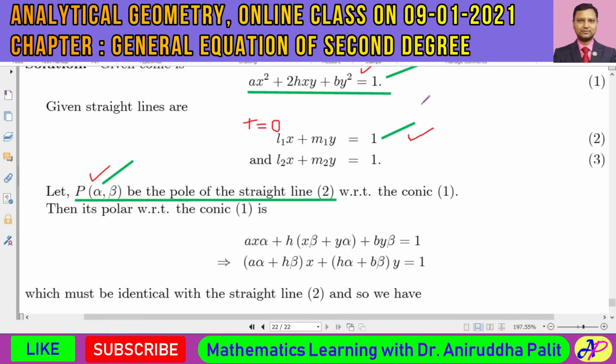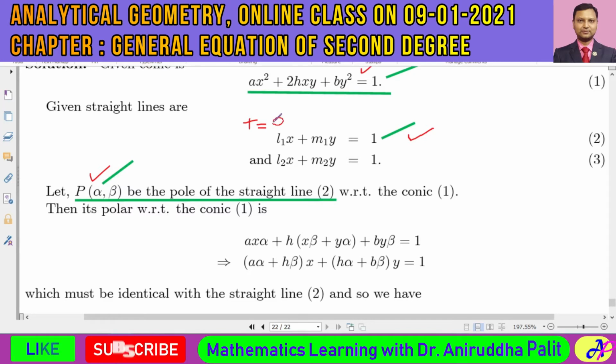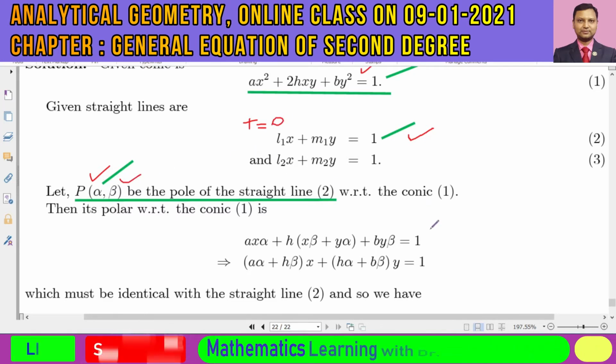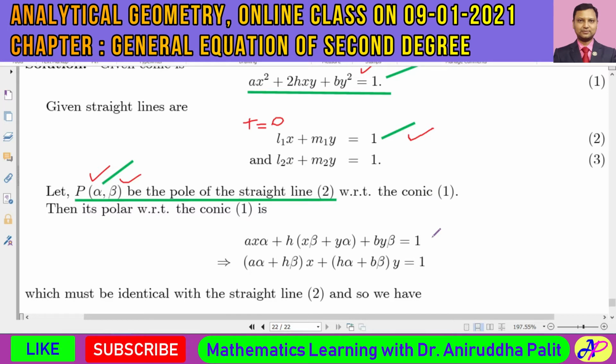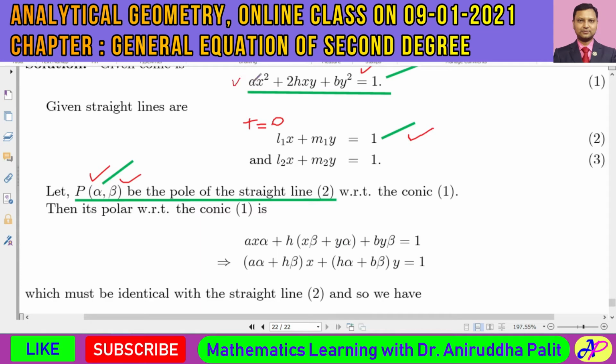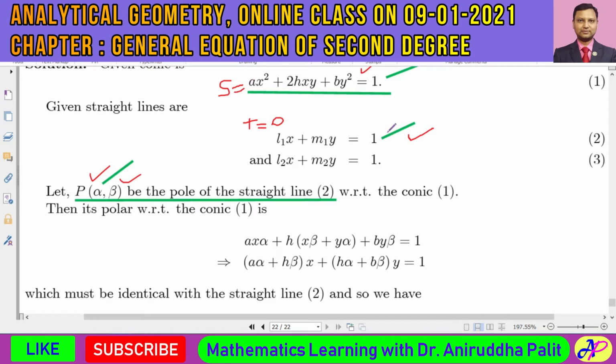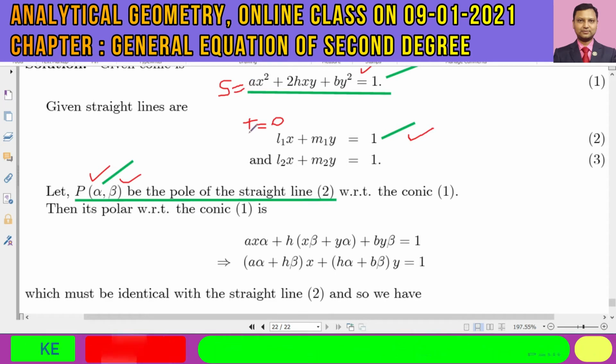Okay, and so from this formula T equal to 0 applied on this point P, we get the equation of the polar of this point P with respect to the conic number 1. This is the conic S equal to 0. This is the expression of S. So if this is the expression of S, then what would be the expression of T?